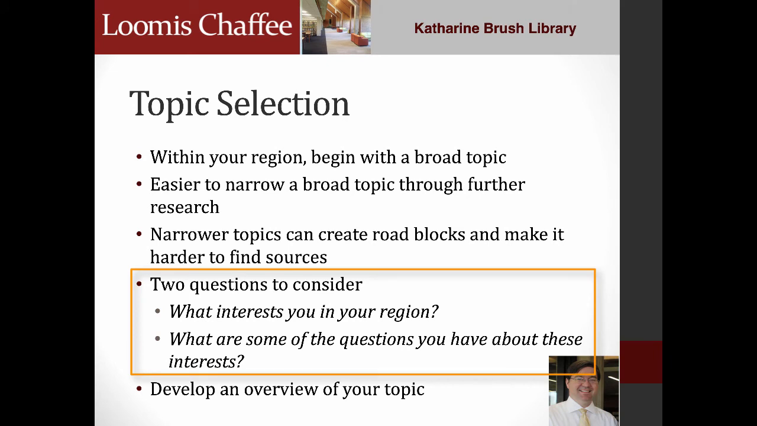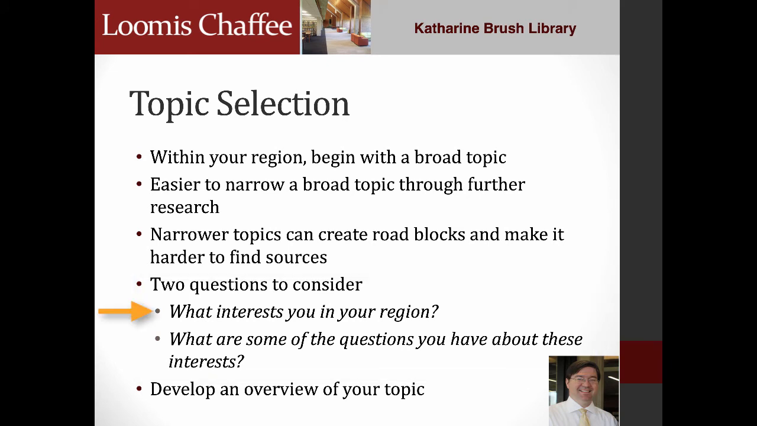Let's look at 2 questions that will help get you started with the topic selection process. First, what interests you, and how can you explore this interest in your region? Second, what are some of the questions you have about these interests? If you do not yet have many viable options, survey your textbook for possible topics by scanning the table of contents, pictures, tables, and subheadings.